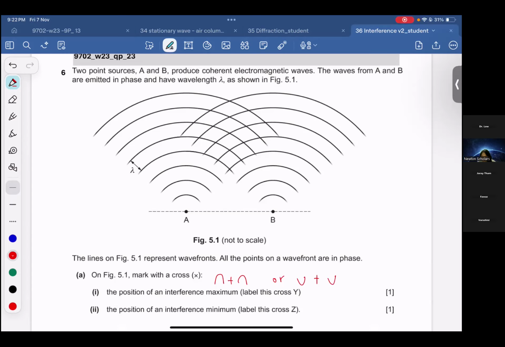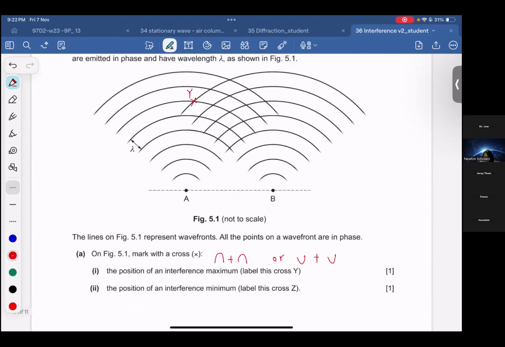Easy. Here, A and B are two sources producing coherent waves. The waves are emitted in phase. Phase difference is constant. The wavelength is here. So here you can choose any point as long as it's crest meeting crest. Oh sorry, it's close. We want to close it at this point, and then label this as Y.